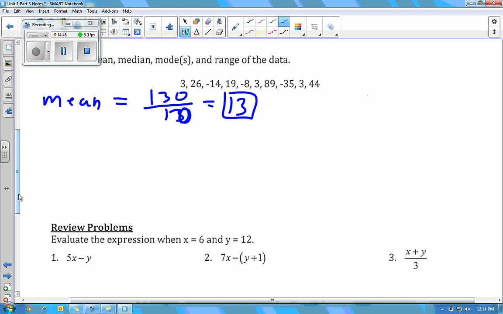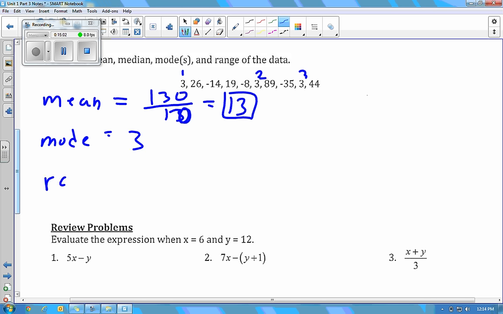I'm going to skip and go to the mode next because I need more room for the median. So the mode is just the number that shows up the most. So I have 3 3s, and everything else just shows up once. So my mode is going to be 3.